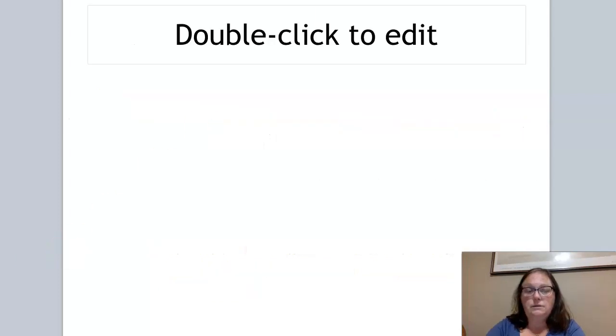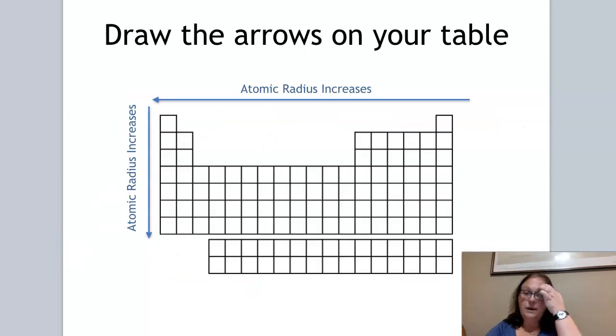So if you have your periodic table, you can draw these arrows right on. Atomic radius increases as we go from right to left, and it increases as we go down.